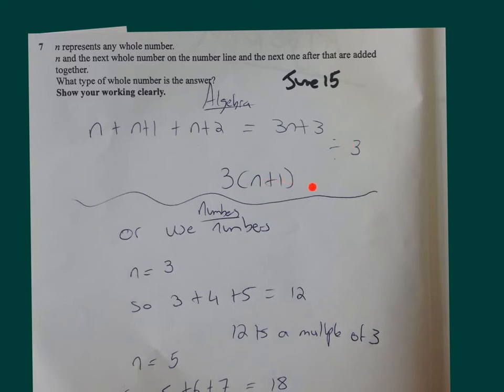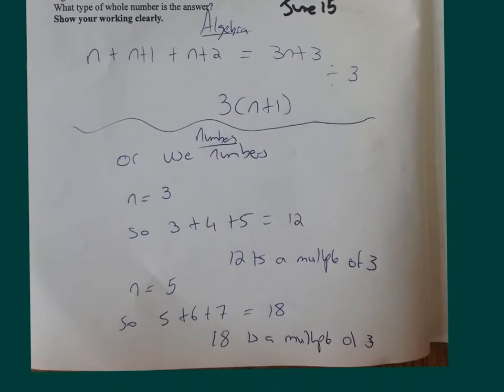If you can't do that, if you follow that format, that's fine. However, if you're not comfortable, use numbers. So let's say we used n to be the number 3, which I've done. So n is 3. The number after 3 is 4. The number after 4 is 5. So that's 3 plus 4 plus 5, which gives you 12. And 12 is a multiple of 3. If I use 5, it would be 5 plus 6 plus 7, which is 18, a multiple of 3.